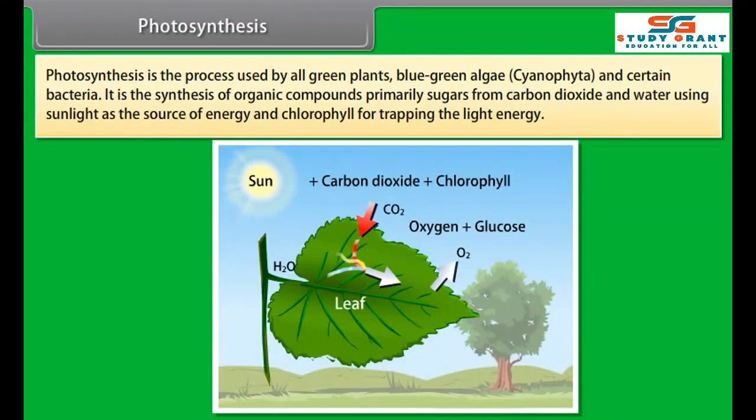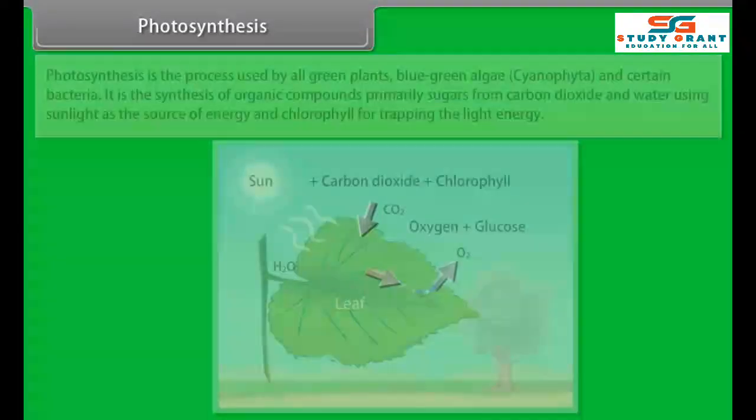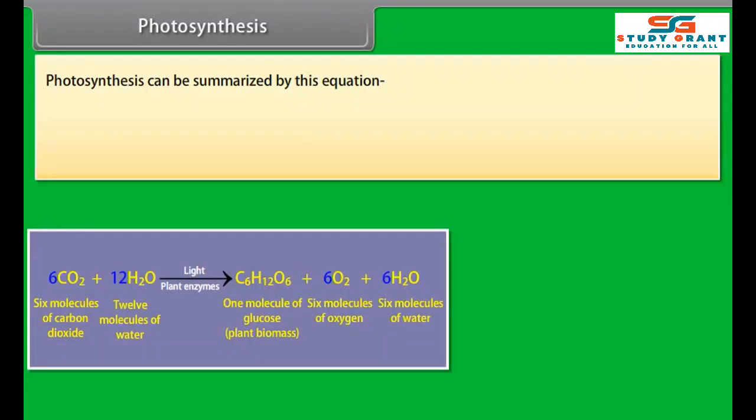Nutrition in plants. As we have already discussed, green plants are autotrophic and synthesize their own food by the process of photosynthesis. Photosynthesis. Photo means light and synthesis means to build. Thus, photosynthesis means building up food with help of light.